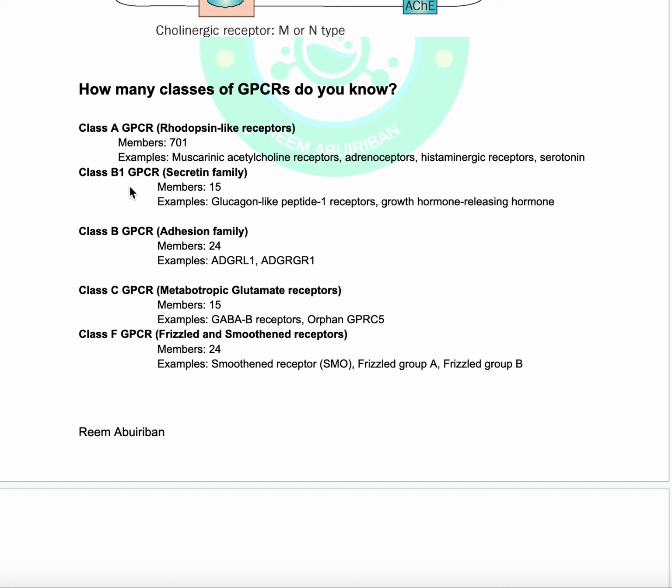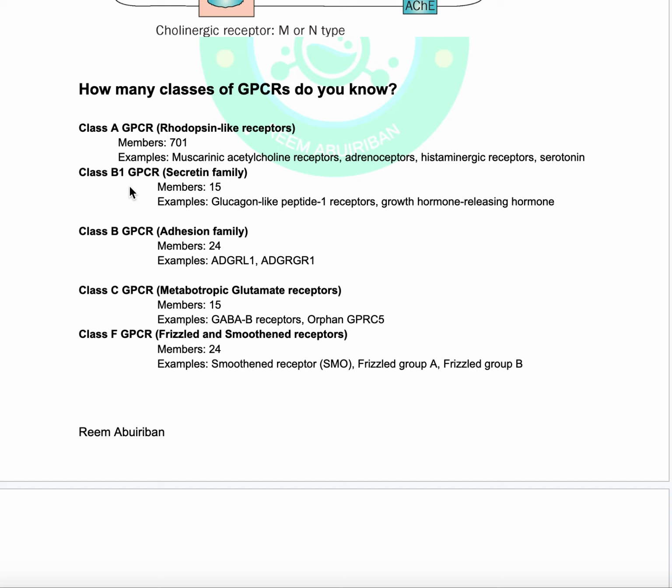And we have the class B2 GPCR, the adhesion family, and the number of the family is 24 members. AD is from adhesion, like adhesion G receptors, adhesion G receptor L1, and adhesion G receptor G1. So we have 24 members.